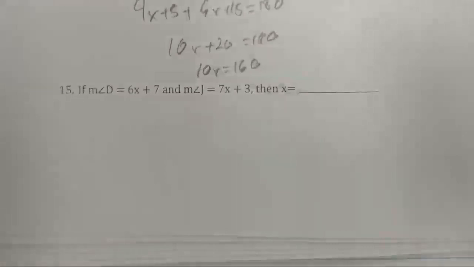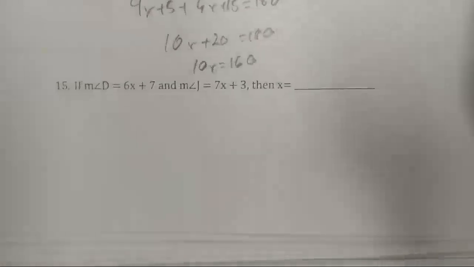Okay, D and J, I'm looking at D and J. D and J are alternate interior.